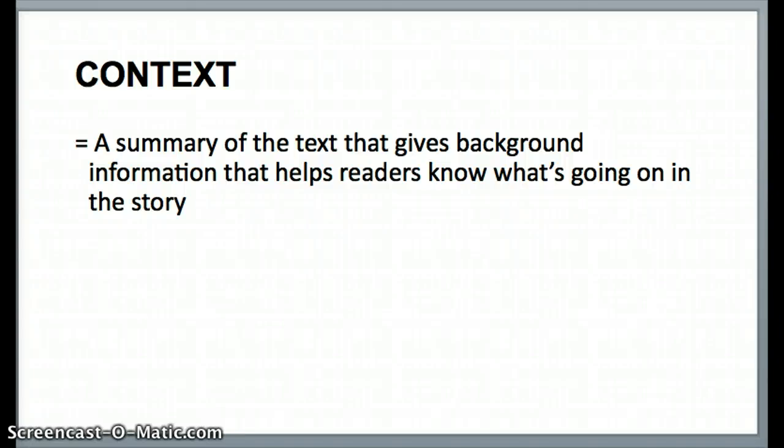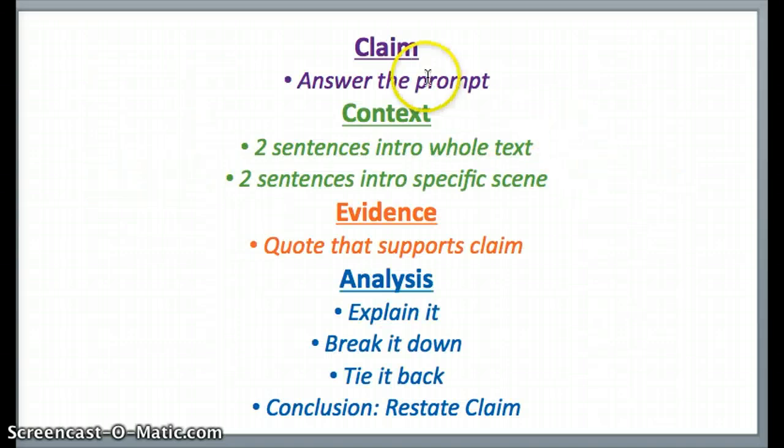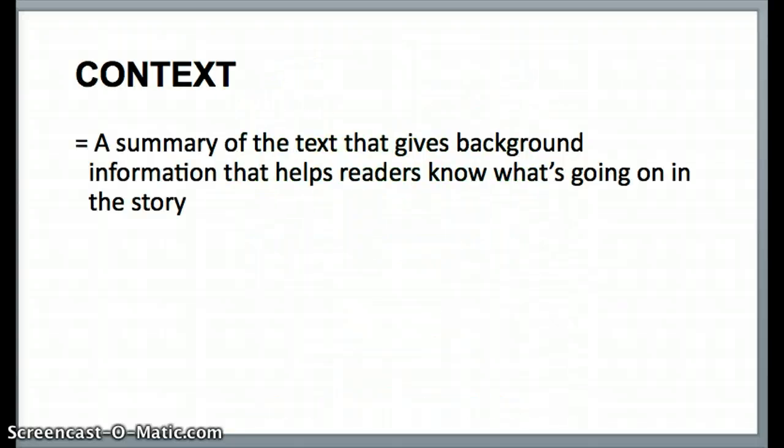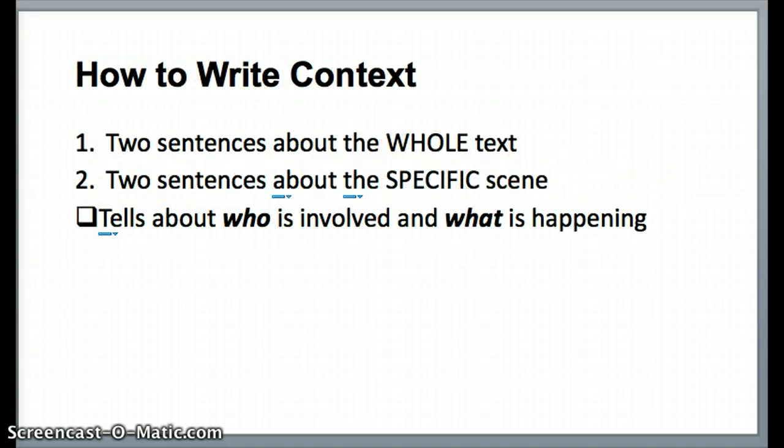This video is about context. Context, if you're looking at your whole paragraph, it goes after the claim and it's before the evidence. So it's this green part right here in your paragraph. Your context is a summary of the text that gives background information to help readers know what's going on in the story. It's just background information about the book.